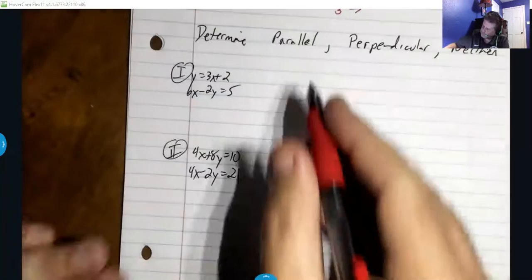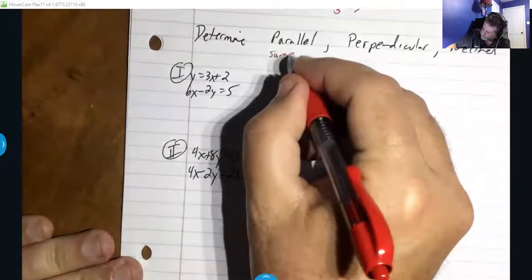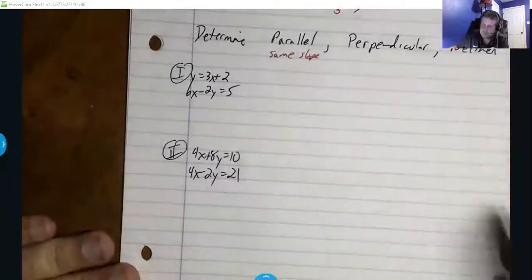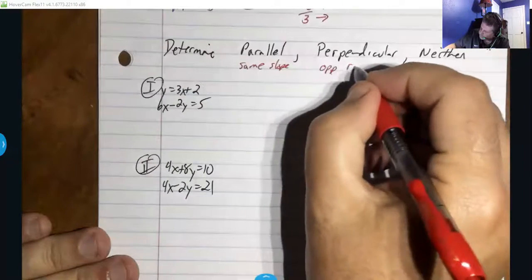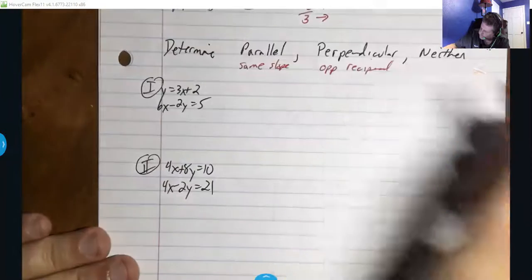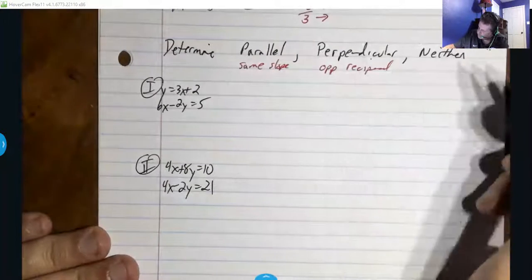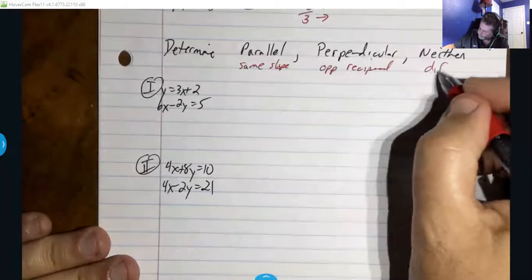Well, remember, parallel has the same slope. Talked about this last time, I believe. Perpendicular has opposite reciprocal. And neither would have neither one of those. Different slopes.